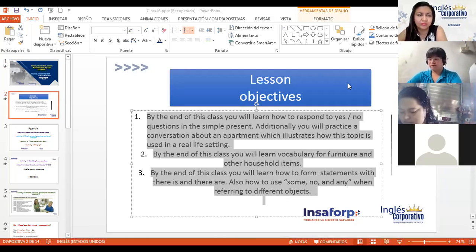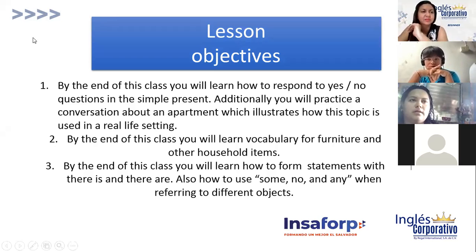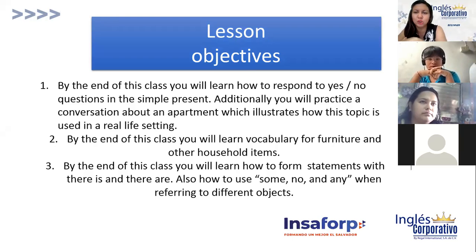Okay, lesson objectives. By the end of this class, you will learn how to respond to the simple present. Additionally, you will practice a conversation about an apartment which illustrates how this topic is used in a real life setting.